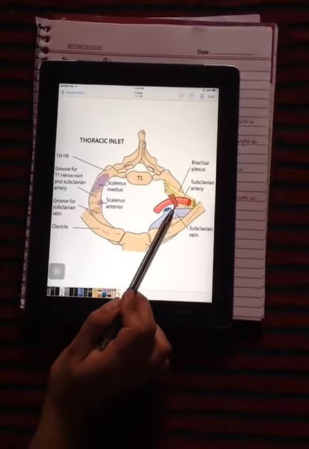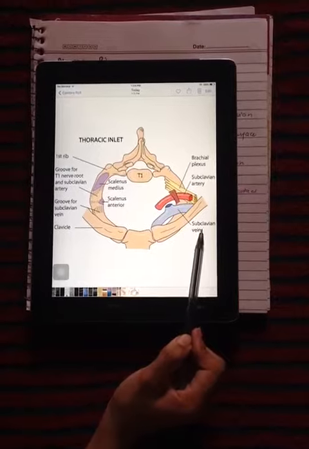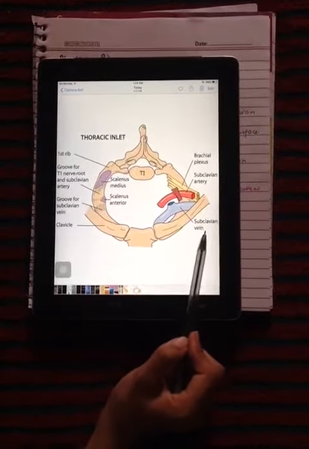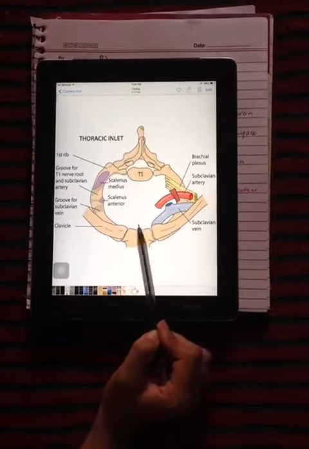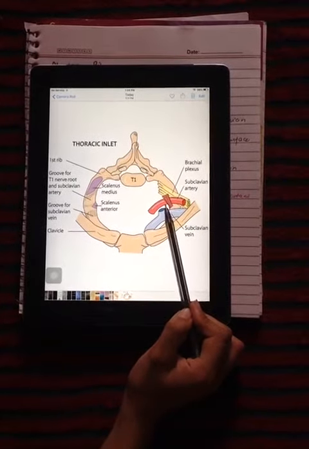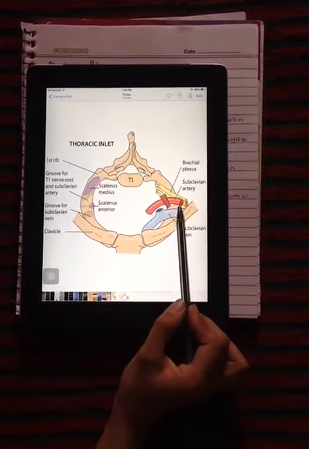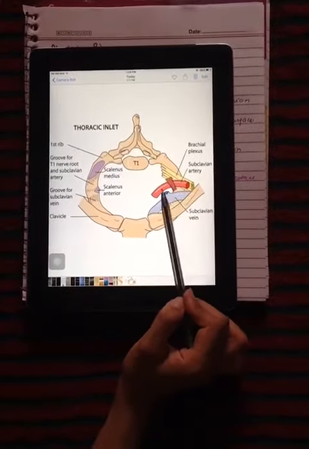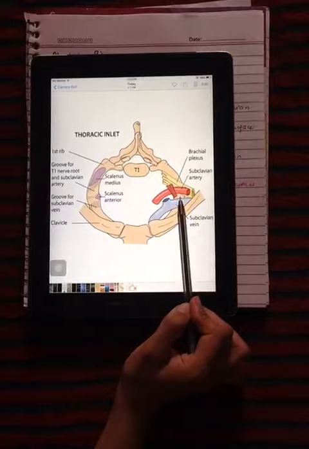upper border and inferior surface. Anterior to the scalenus anterior muscle, the subclavian vein crosses the rib, and posterior to the scalenus anterior muscle, the brachial plexus and subclavian artery cross the rib and lie in contact with the bone.